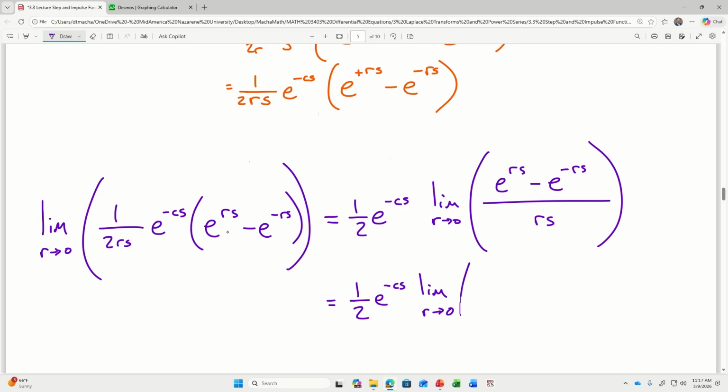I hope you guys learned L'Hopital's rule in Cal 1. It's an important part. And so we take the derivative with respect to r, because we're taking the limit with respect to r. So we take the derivative with respect to r and we get s e to the rs plus, because two negatives make a positive, s e to the negative rs, divided by the derivative of the denominator, which is s.